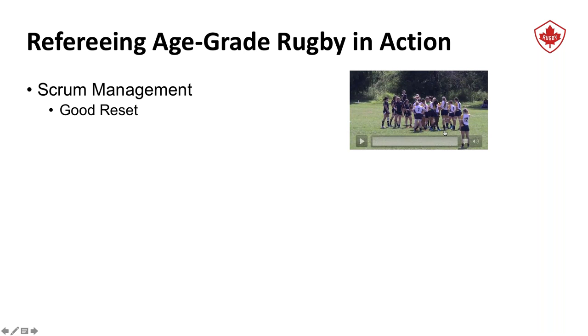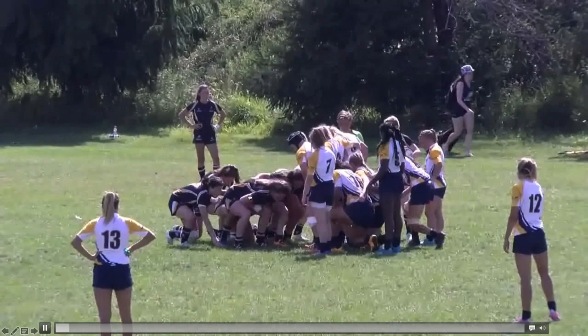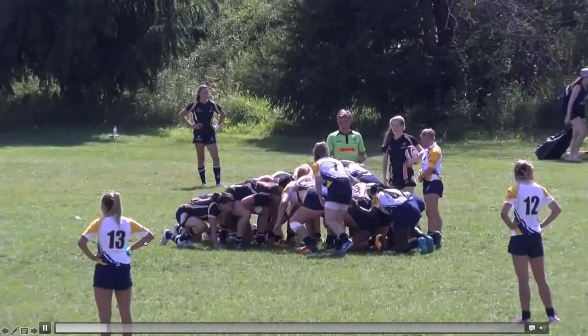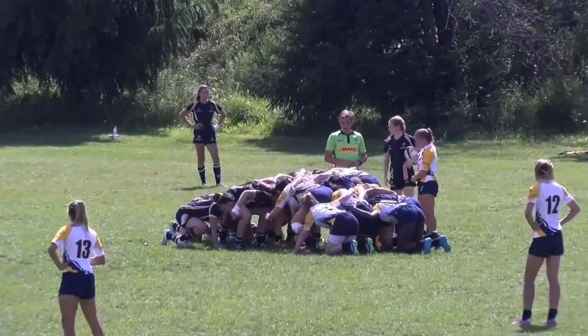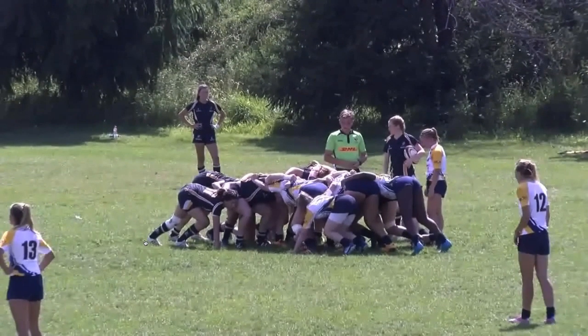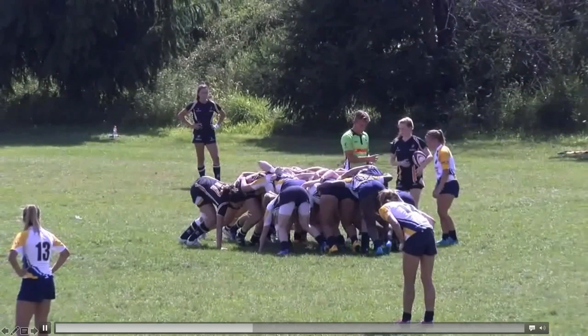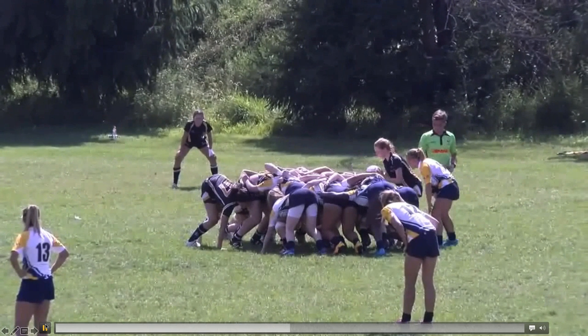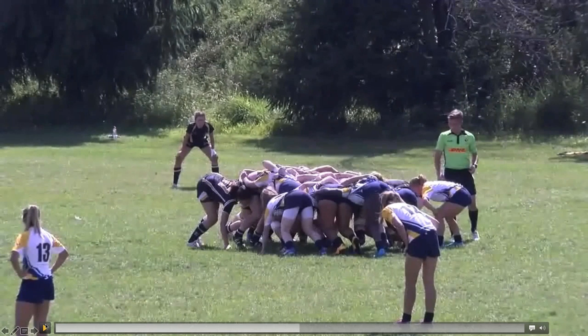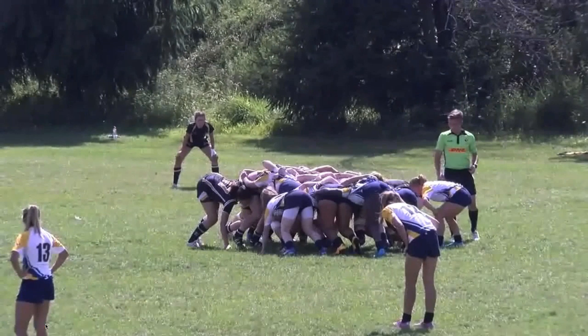Let's take a look at why we got to this place where we needed the reset to start with. If we take a look at the crouch, bind, and set, we didn't really have a whole lot of stability at the set. That allowed for some movement on the white loose head side forward, and the blue loose head side forward, which caused the scrum to start rotating before the ball was even in.